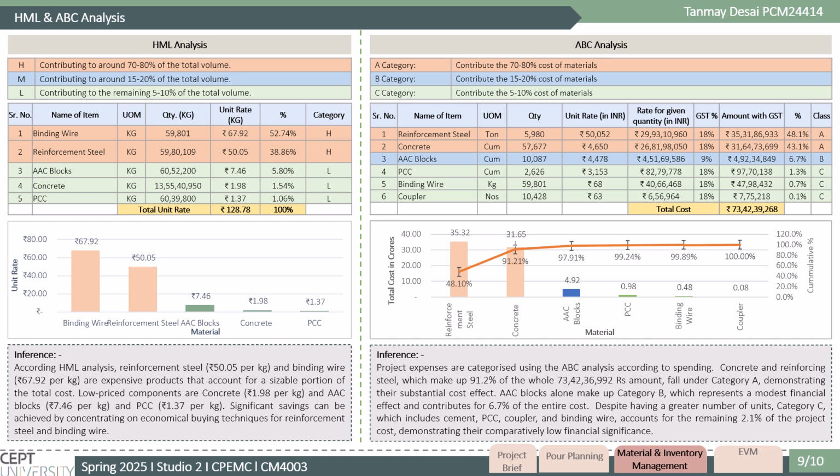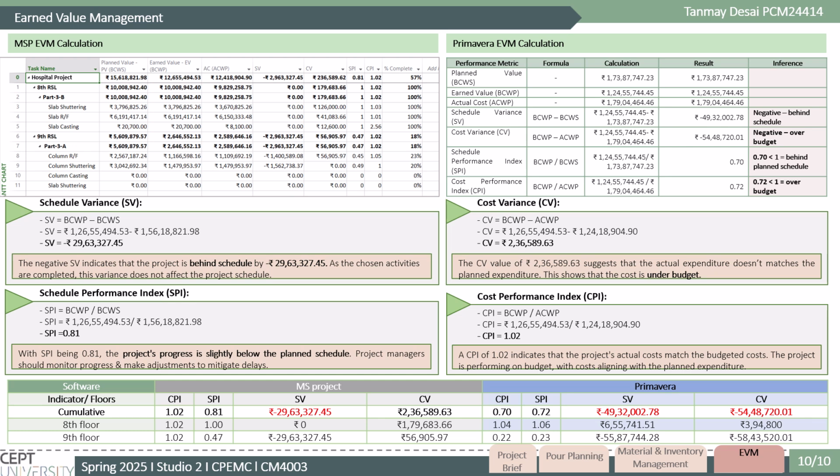Now, for earned value management, two software tools are used, MSP and Primavera P6. From the MSP calculations, the project shows a schedule variance of 29.63 lakhs, indicating a slight delay. However, as the delayed tasks are already completed, it doesn't impact the current timeline. The schedule performance index is 0.81, confirming that progress is slightly behind schedule and needs monitoring. The cost performance index stands at 1.02, suggesting cost performance is within the budget.